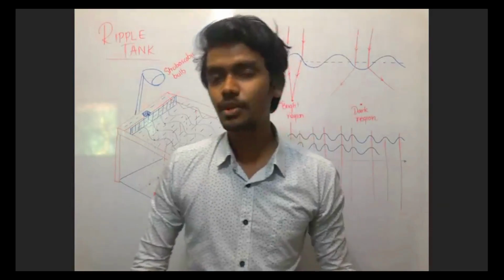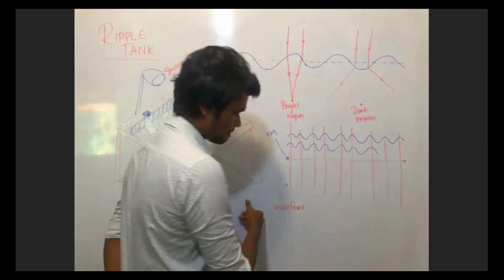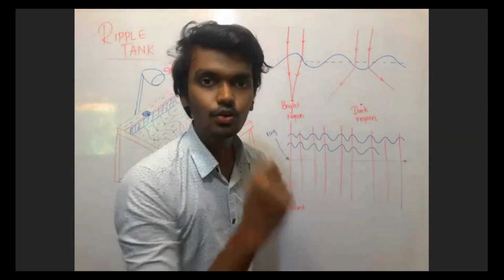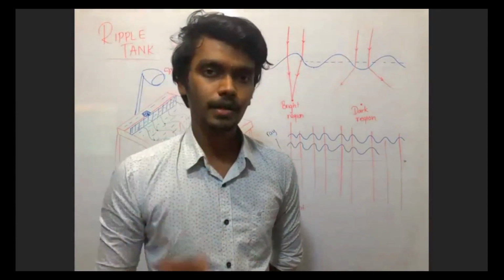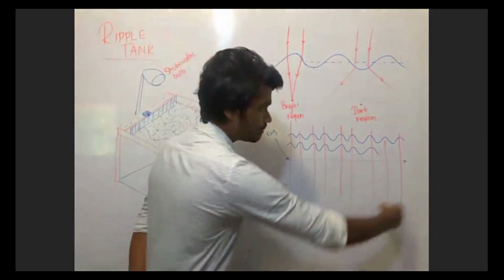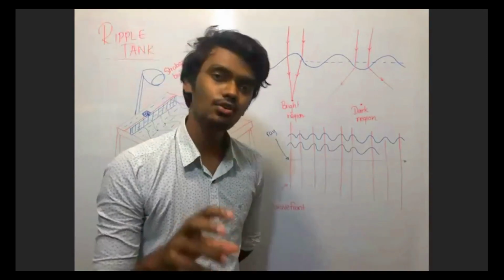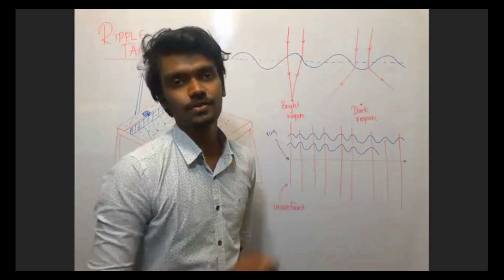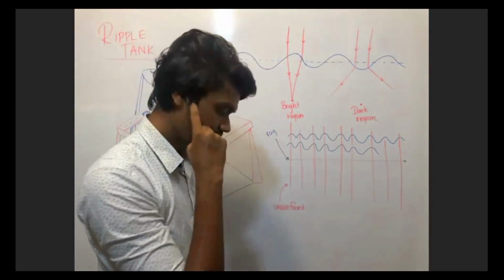But there is an option that you have. By using these wave fronts, you'd be able to find the wavelength. By using these wave fronts, there is a method for you to find the wavelength of the waves. What is that?